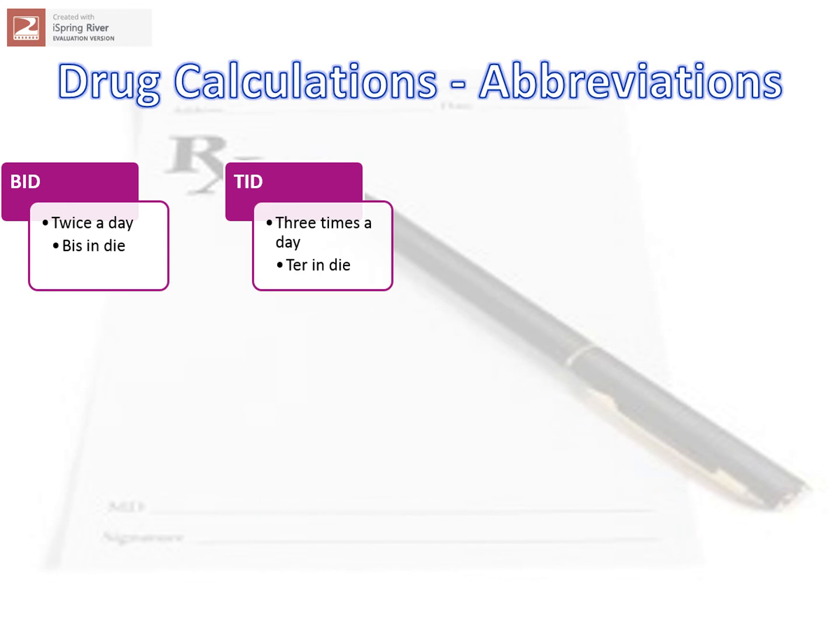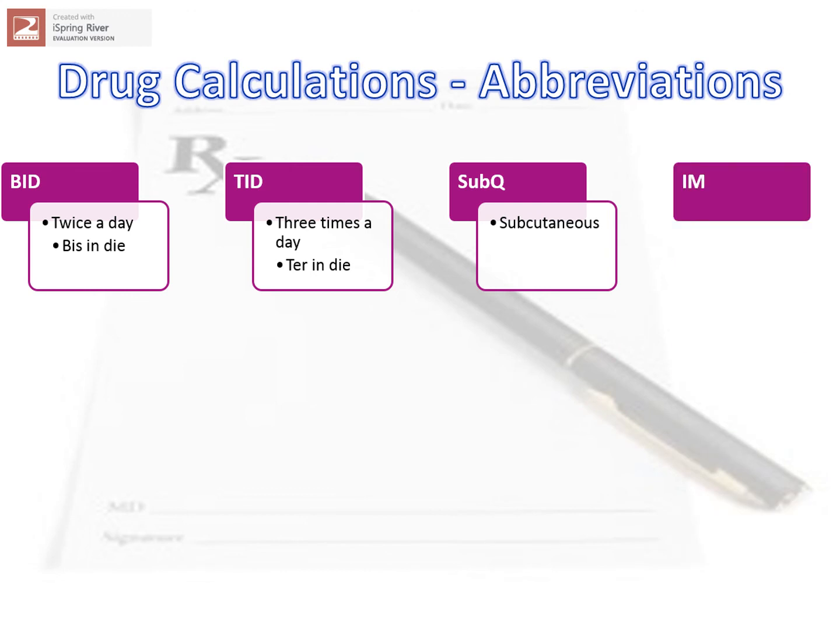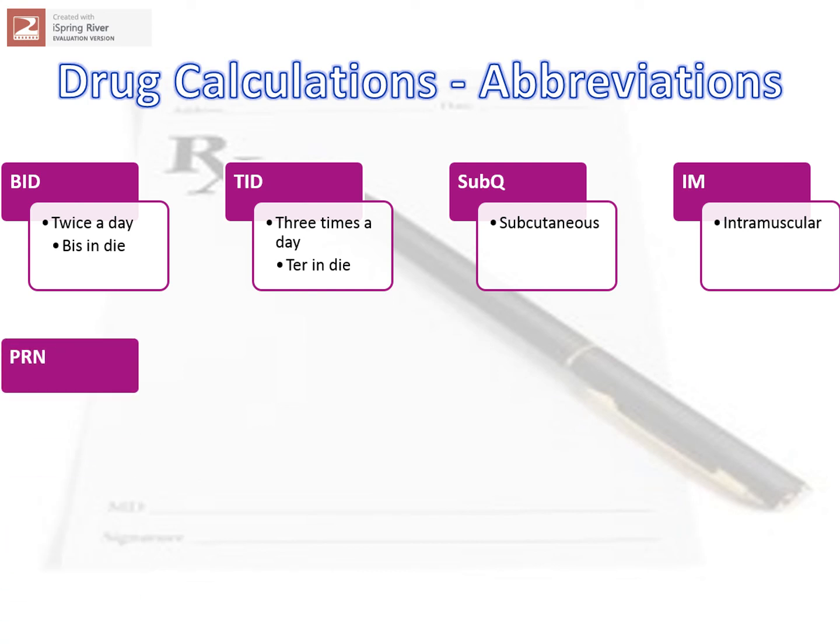TID is three times a day, that's ter in die, three times in a day. Sub-Q means subcutaneous. IM means intramuscular, in the muscle. Subcutaneous is in the fat. PRN means as needed, or pro re nata, for one's need.